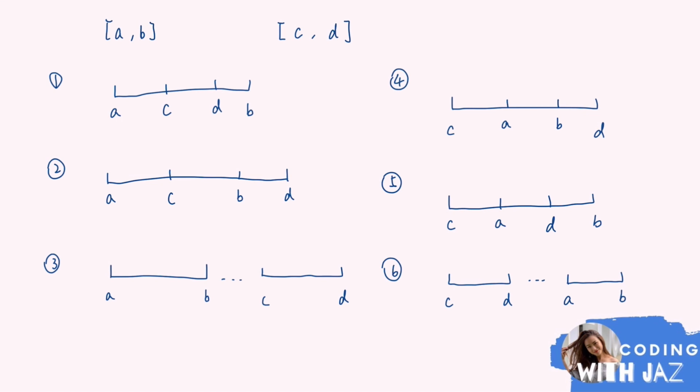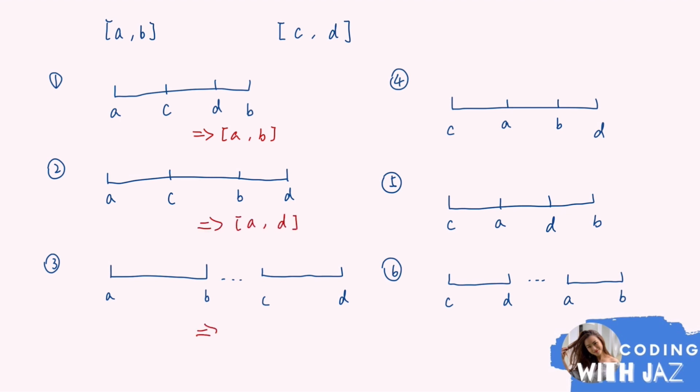And let's think about what merged or non-overlapping intervals we're inserting into our output array after comparing these two intervals. So for the first scenario, since A and B contains C and D in between, once they're merged, the output is just going to be A to B. And for the second scenario, since C is in between A and B, but D is after B, the output is going to be A to D.